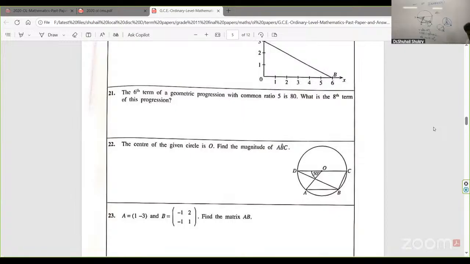Now see this. Now what is A here? You can see what is A. Here A is 1 minus 3. This is A. B is minus 1, minus 1, 2, 1. This one is correct now?